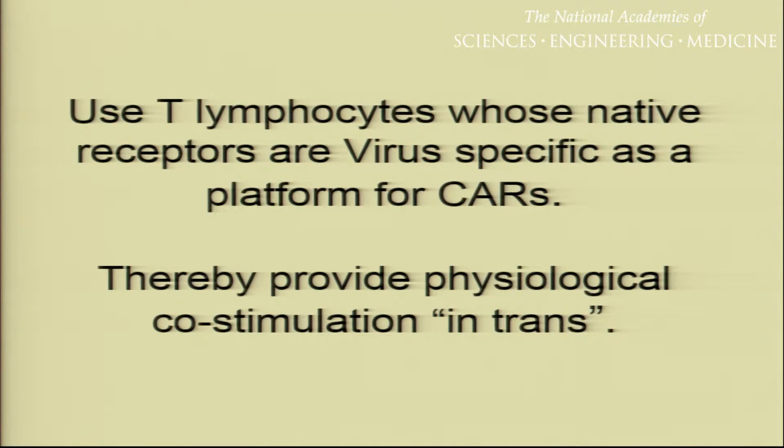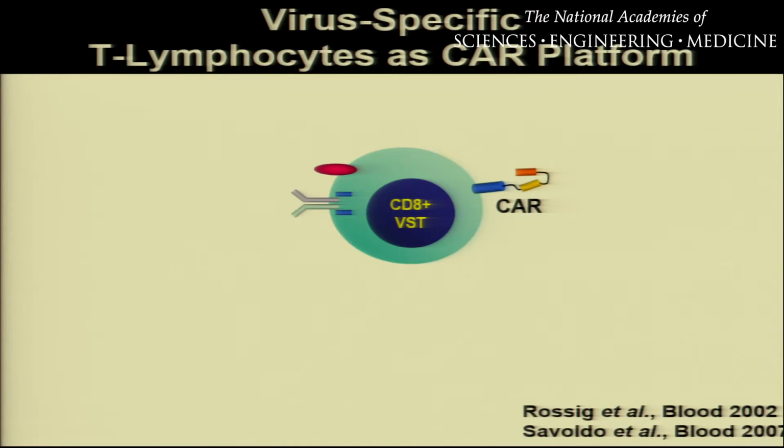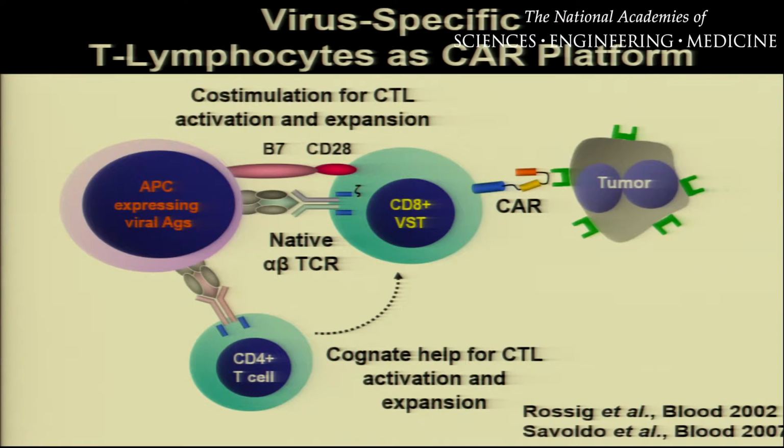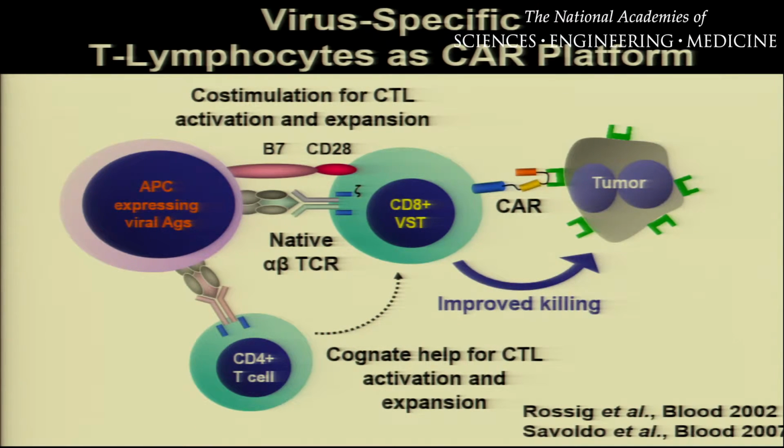So what we considered was that we might be able to use viruses and virus-specific T cells as a means of addressing both those problems. What we do to begin with is use T lymphocytes whose native receptors are virus-specific as a platform for chimeric antigen receptors and get the critical co-stimulation in trans. What I mean is we have a virus-specific T cell expressing a chimeric antigen receptor directed to the tumor, its native receptor directed to a virus. It sees the virus on a professional antigen presenting cell, gets all necessary stimulation and co-stimulation through that, and in its fully licensed state, then traffics off and kills the tumor through its chimeric antigen receptor.